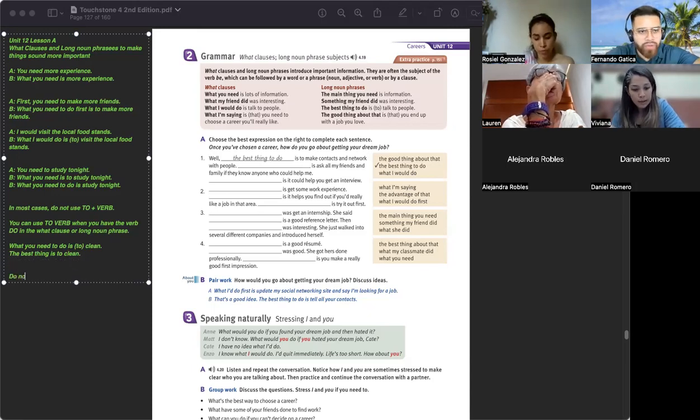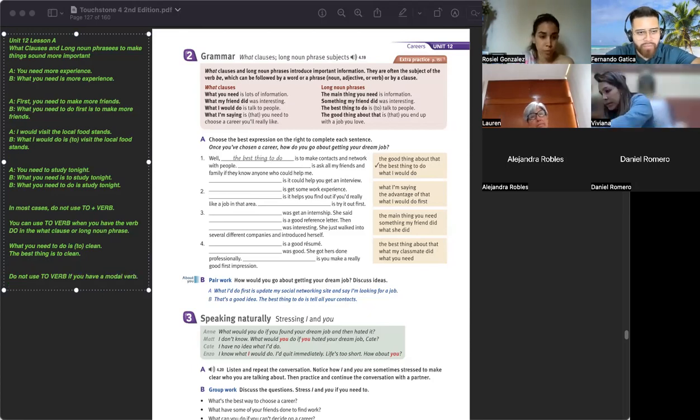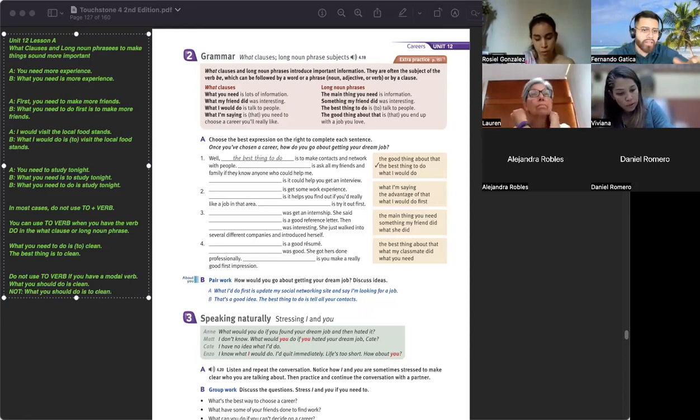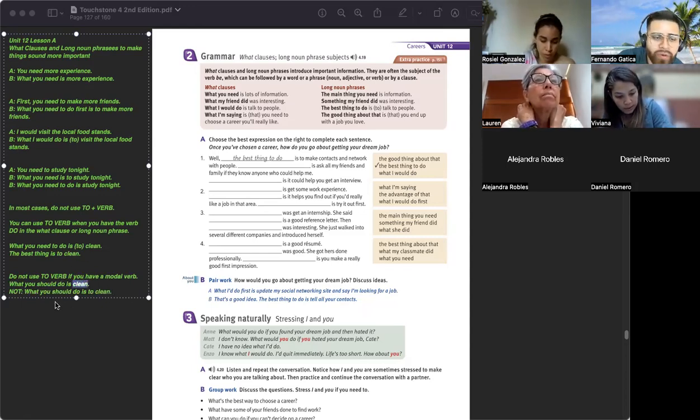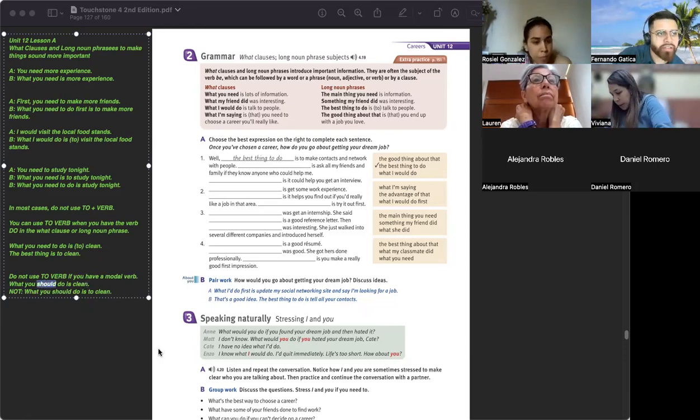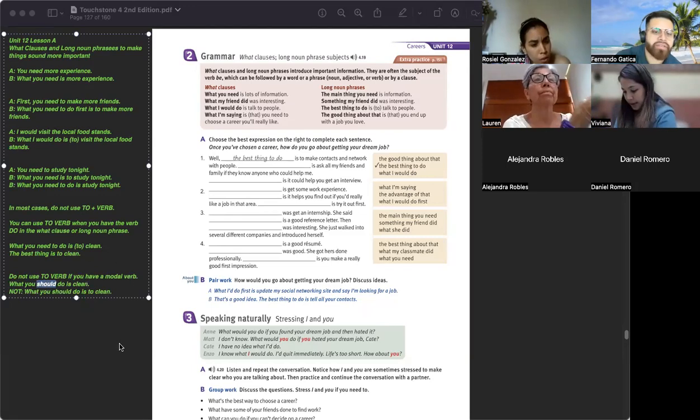So, do not use to verb if you have a modal verb. For example, what you should do is clean. Not what you should do is to clean. Because clean needs to be in base form because of should. You don't use to verb after should, you use just should and the base verb.